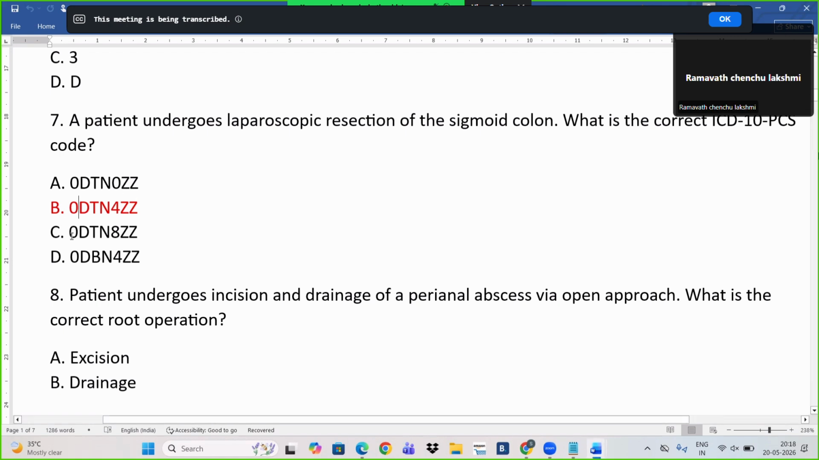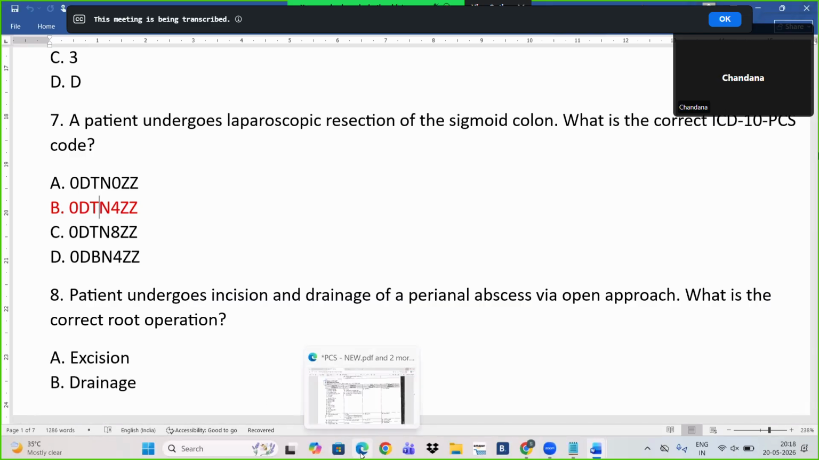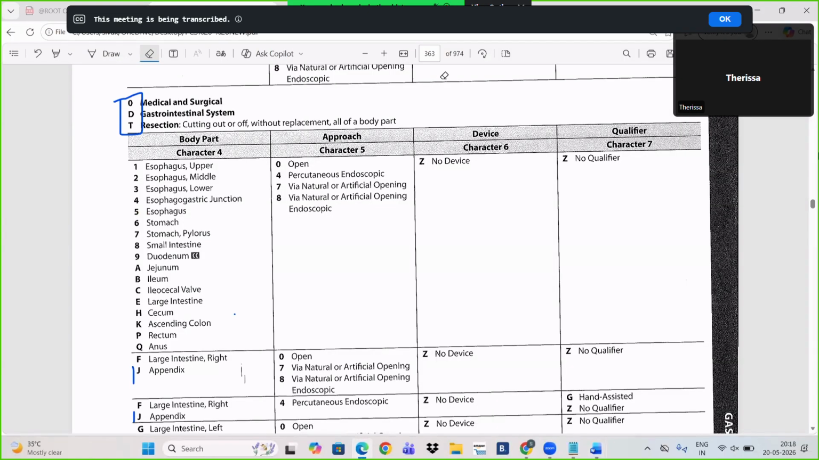Now check B and D. Which character value did they change? The third, the root operation: resection and excision. What is the third character value? T means resection. B means excision.